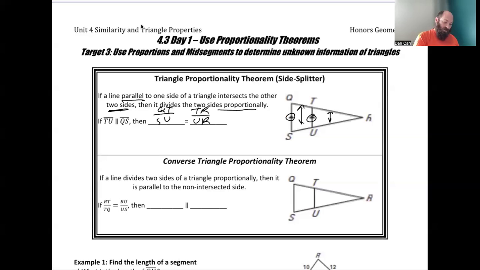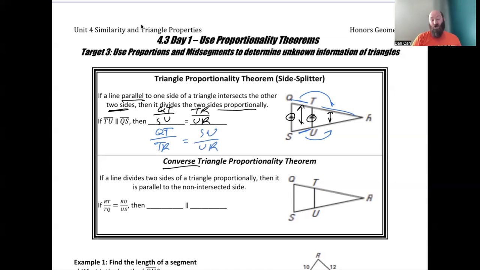We can actually do a couple of other ones. So, for example, if I go this way, I could do QT over TR, and that's going to equal SU over UR. You just need to be consistent with the way you set it up.